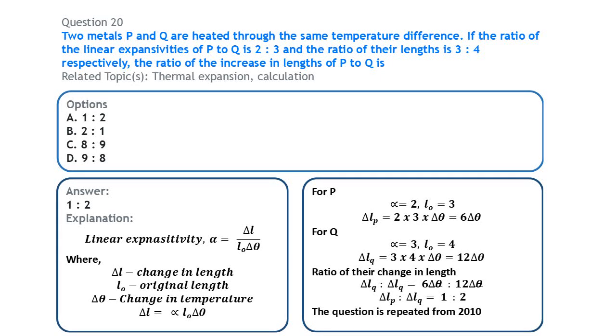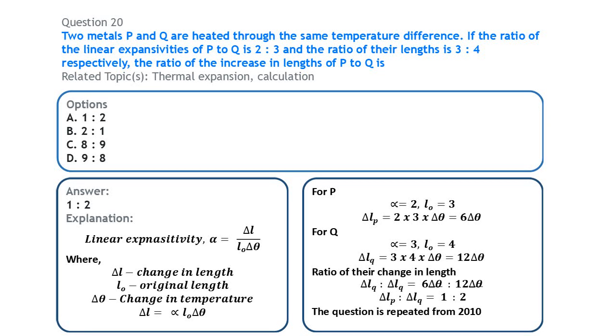So we have two metals P and Q that are heated through the same temperature difference. That is, the change in temperature for P and for Q is the same thing, and they give us the ratio of their linear expansivity as 2:3 and the ratio of their length as 3:4. That is the original length of those metals. So we have to find the ratio of the increase in the length of the metal. Now there's not going to be an equal increase in their length. Why? Because they have different linear expansivity.